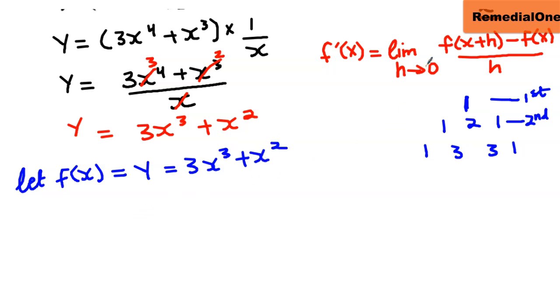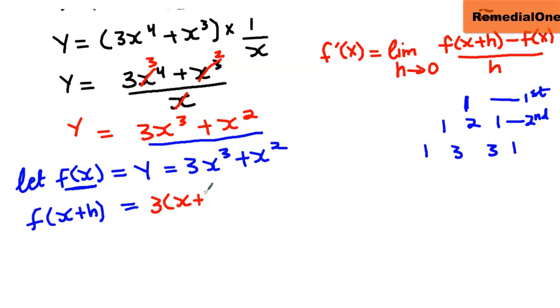And then I need my f of x plus h. So in this, wherever I see x, I'm going to replace it with x plus h. So here I get 3 into bracket x plus h all cubed, and here x plus h all squared. And I need to expand this one. That's the reason why I need these coefficients. So let's go ahead and expand this, and then we will bring it back into the formula.